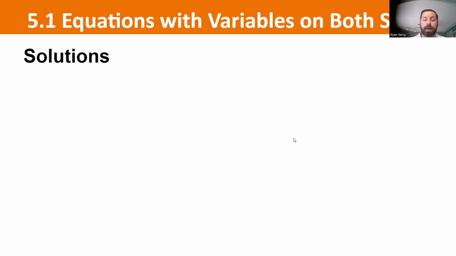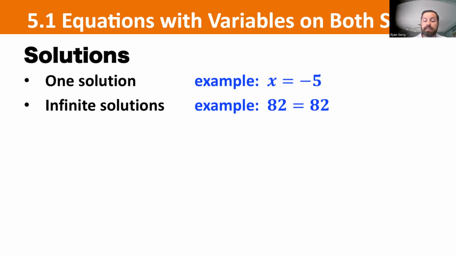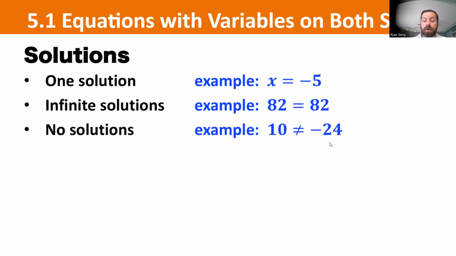So let's recap real quick. When you have equations, there are 3 possibilities for the number of solutions. With linear equations, I should specify here. You could have one solution. That's what we typically have, where you get a value for x. You could also have a time when the variables cancel and you get infinite solutions. And the way you can tell that is if the remaining numbers are equal. Or you could get no solutions, and that's when the remaining numbers are not equal.